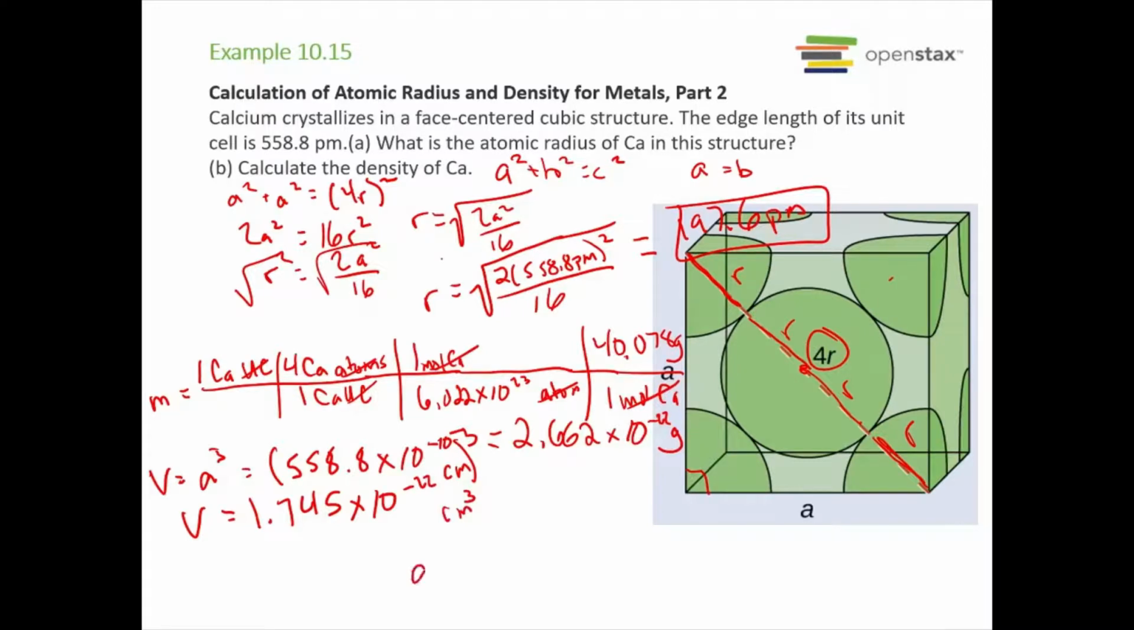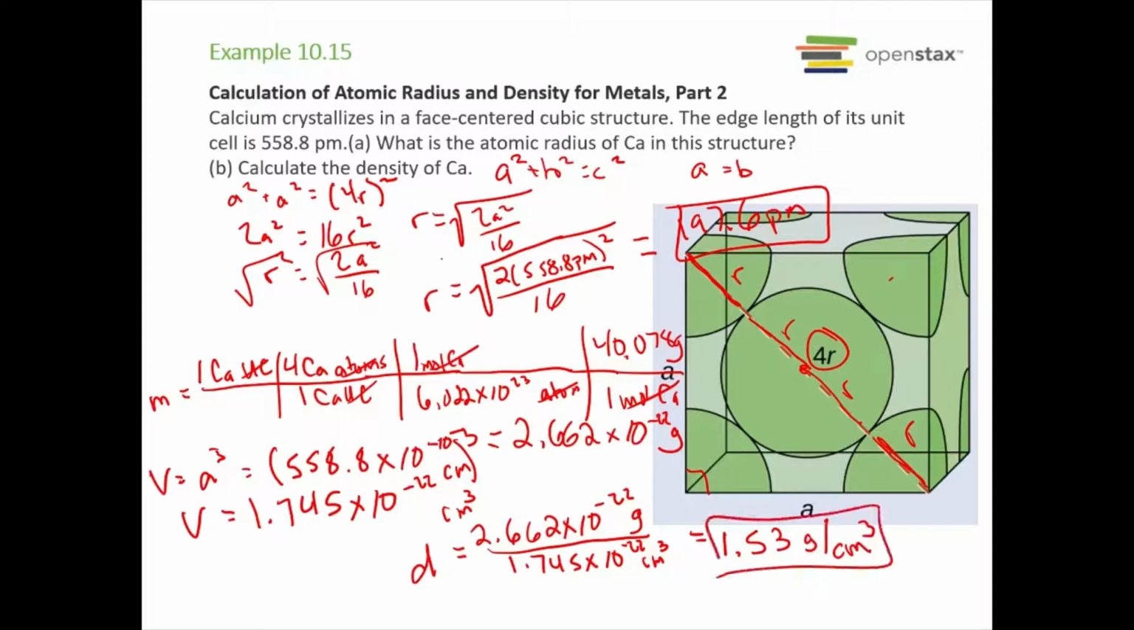So now our density is mass over volume. So 2.662 times 10 to the negative 22 grams per every 1.745 times 10 to the negative 22 cubic centimeters. And that gives us a density of 1.53 grams per cubic centimeter. Not the most dense metal, but still higher density than water.